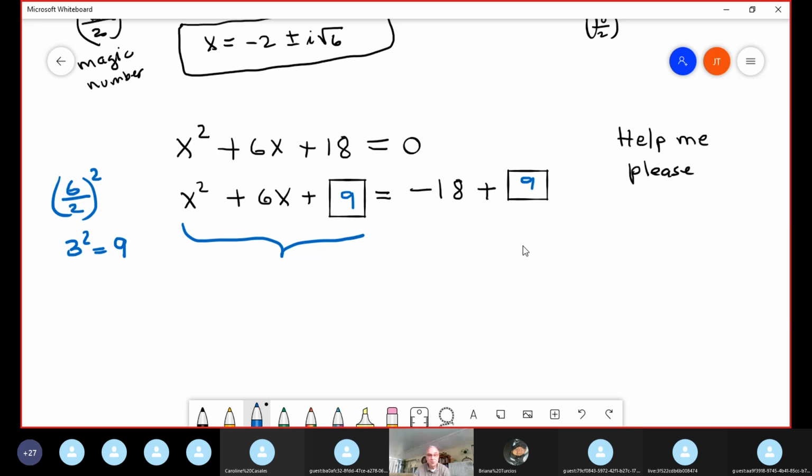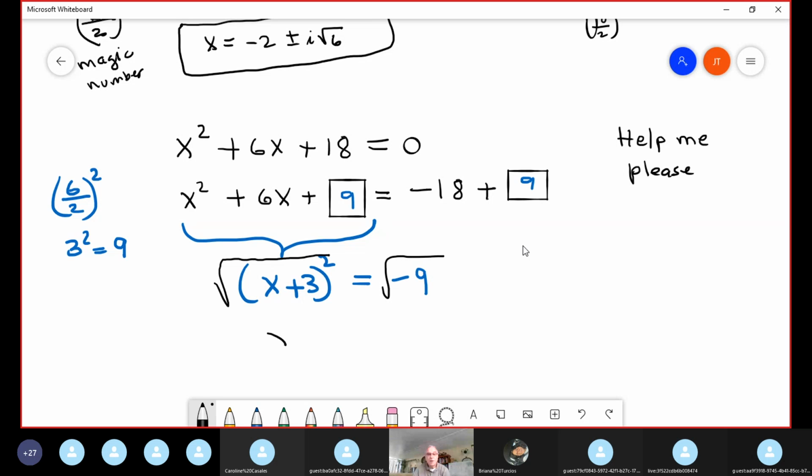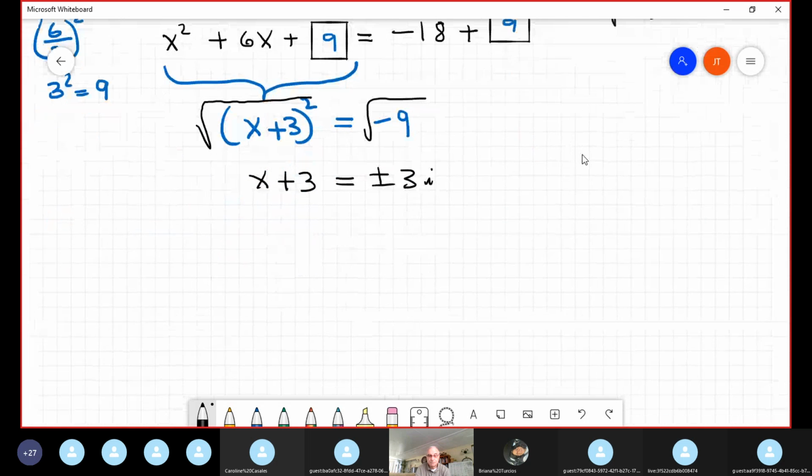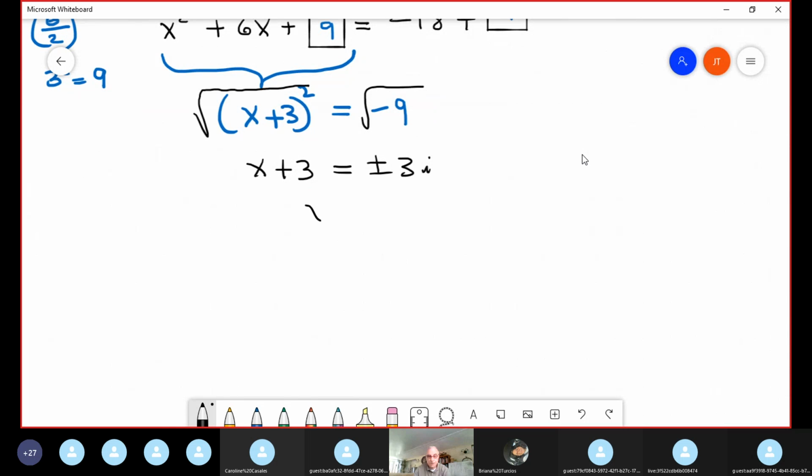The factorization of this trinomial is x plus 3 squared. On the right-hand side, we have minus 18 plus 9, which is minus 9. Okay, ready to apply the square root to both sides. X plus 3 is equal to plus or minus 3i. Finally, solve for x. X is equal to minus 3 plus or minus 3i. End of the story. Easy.